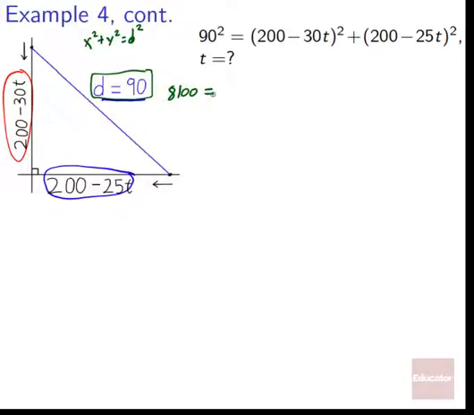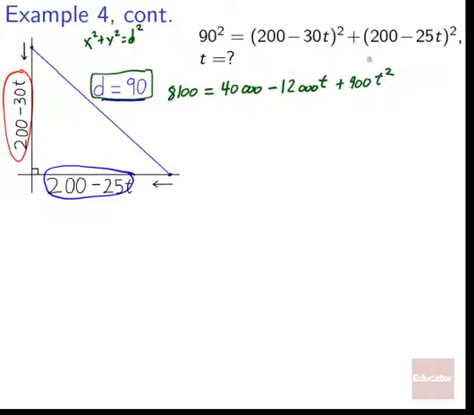200 times 200 becomes 40,000. Minus 30t, 200 times negative 30t, plus negative 30t times 200. 200 times negative 30t is negative 6,000t, but we have to double that, so it's minus 12,000t, minus 30t times minus 30t, plus 900t squared.